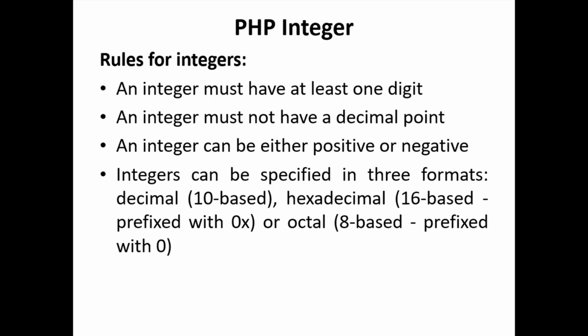So the rules for PHP integers. All integers must have at least one digit. All integers must not have a decimal point, because if you give a decimal point to the PHP integer, it becomes the float data type. It is not an integer data type then. An integer can either be positive or negative. An integer can be specified in three formats: decimal, hexadecimal, or octal, as we have discussed now.